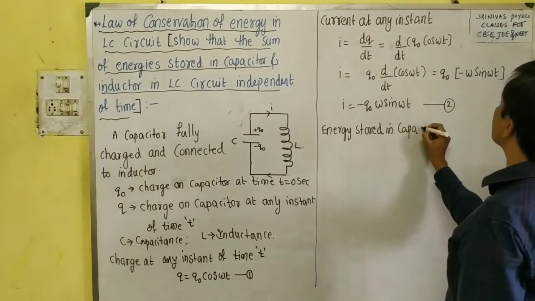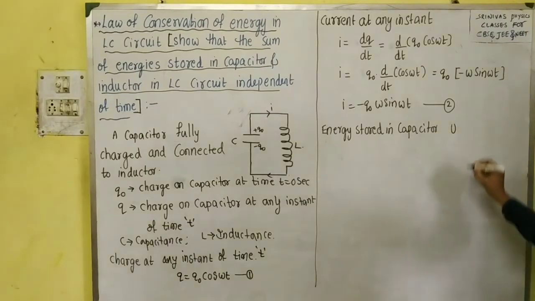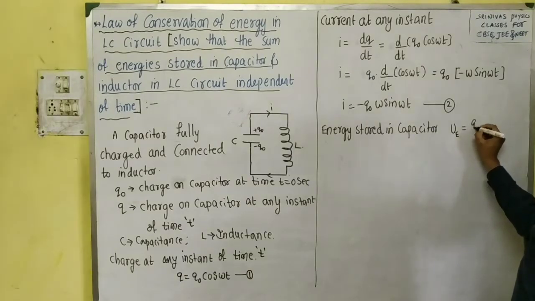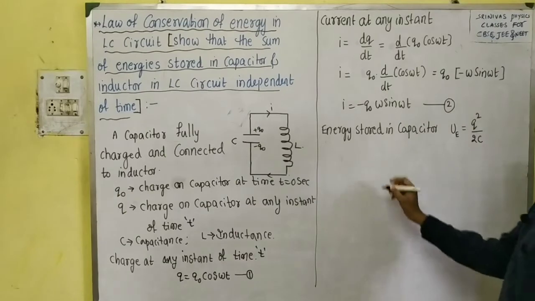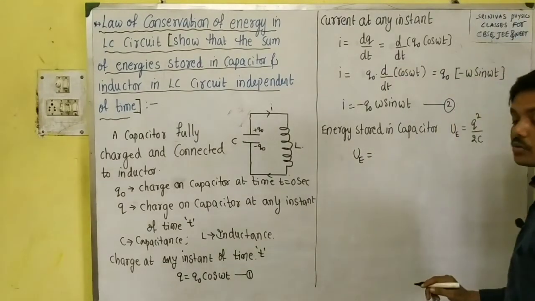Energy stored in a capacitor. What is the formula for the energy stored in a capacitor? In the capacitor, there will be an electric field, right? You write it as Q square by 2C, the energy stored in the capacitor at any instant of time. Then the energy stored we write as Q square by 2C.